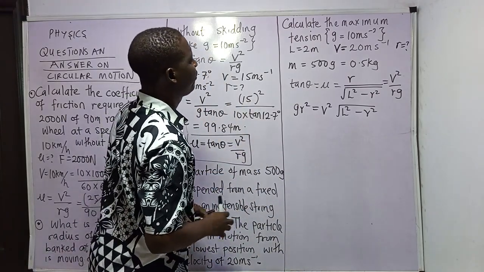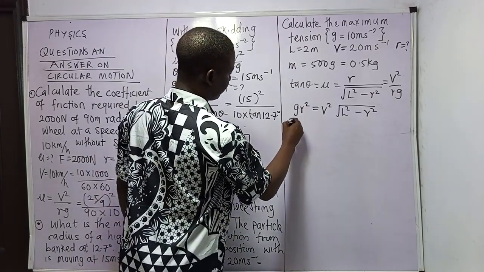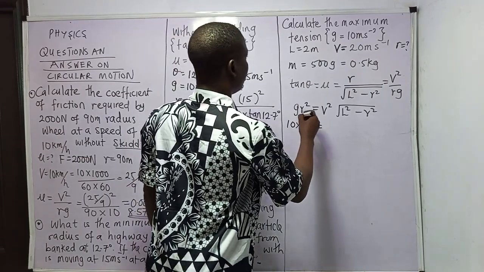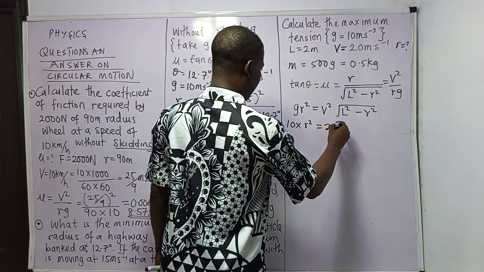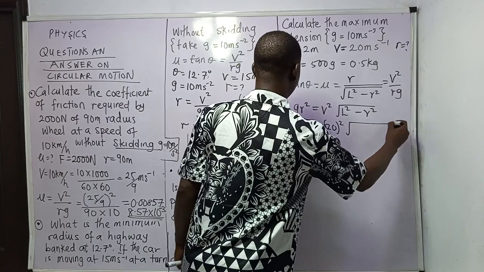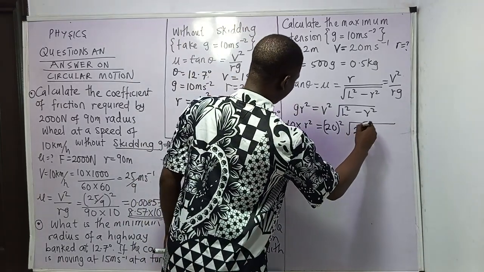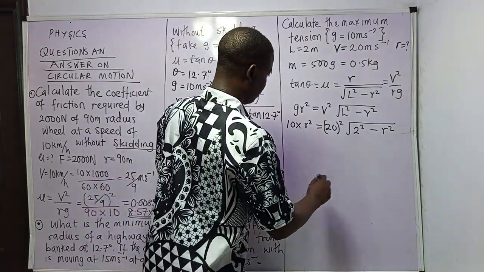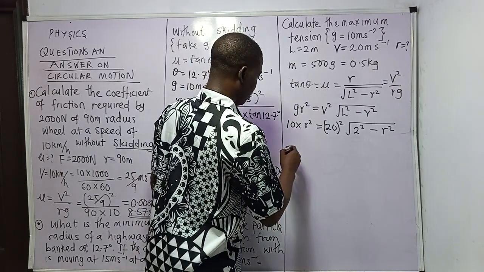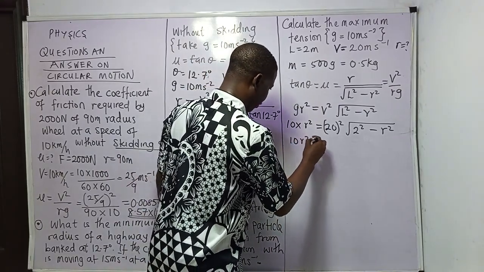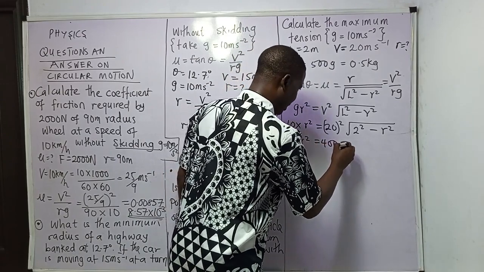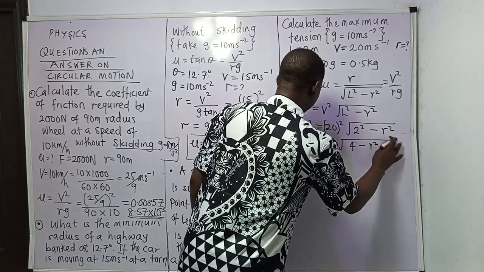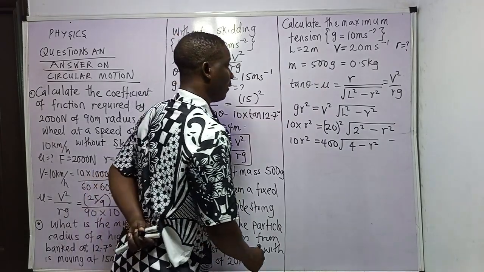Now, G is 10, times our radius, unknown, equals our velocity 20 all squared, times square root of our length 2 squared minus R square. So what we are going to do now is simplify. 10R square equals 400 times square root of 4 minus R square. Now, how do you make R the subject of the formula?